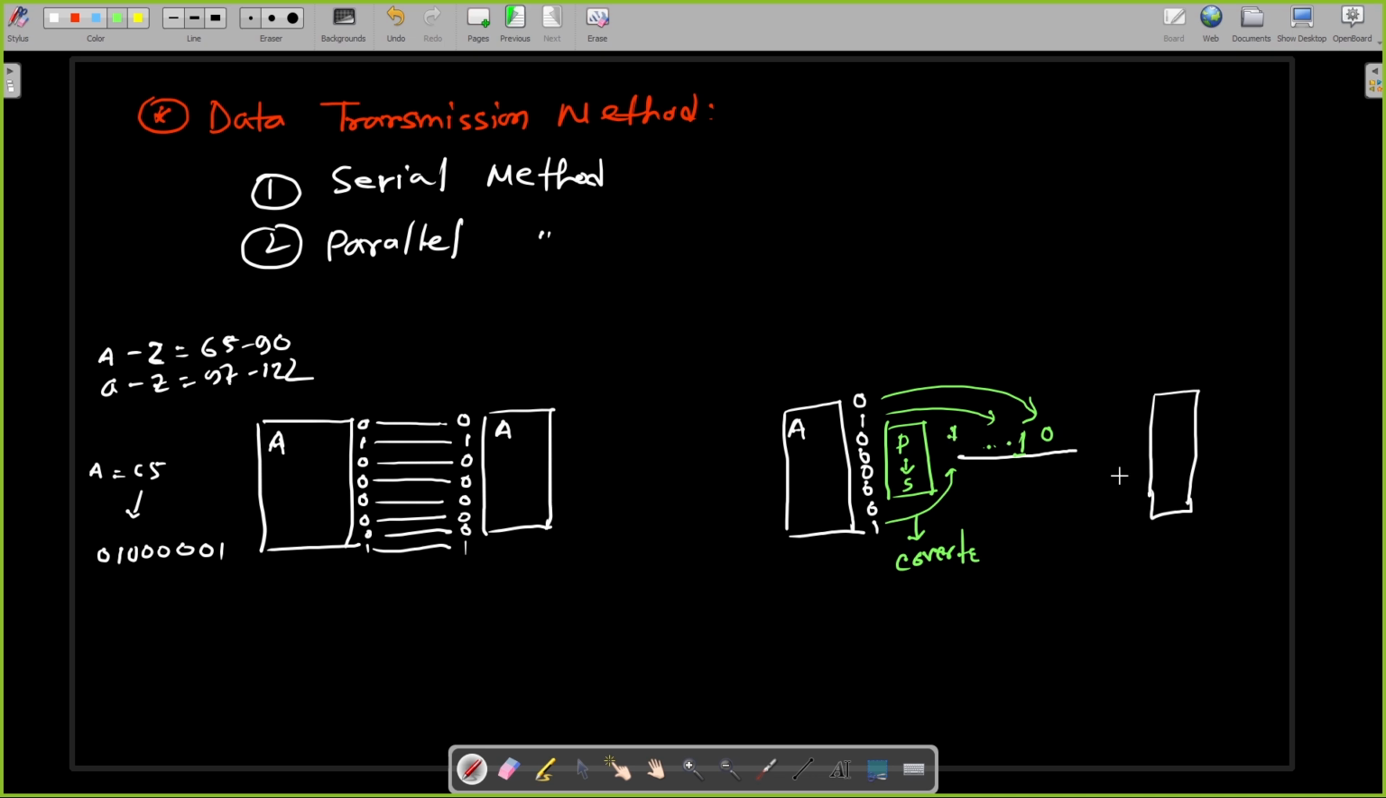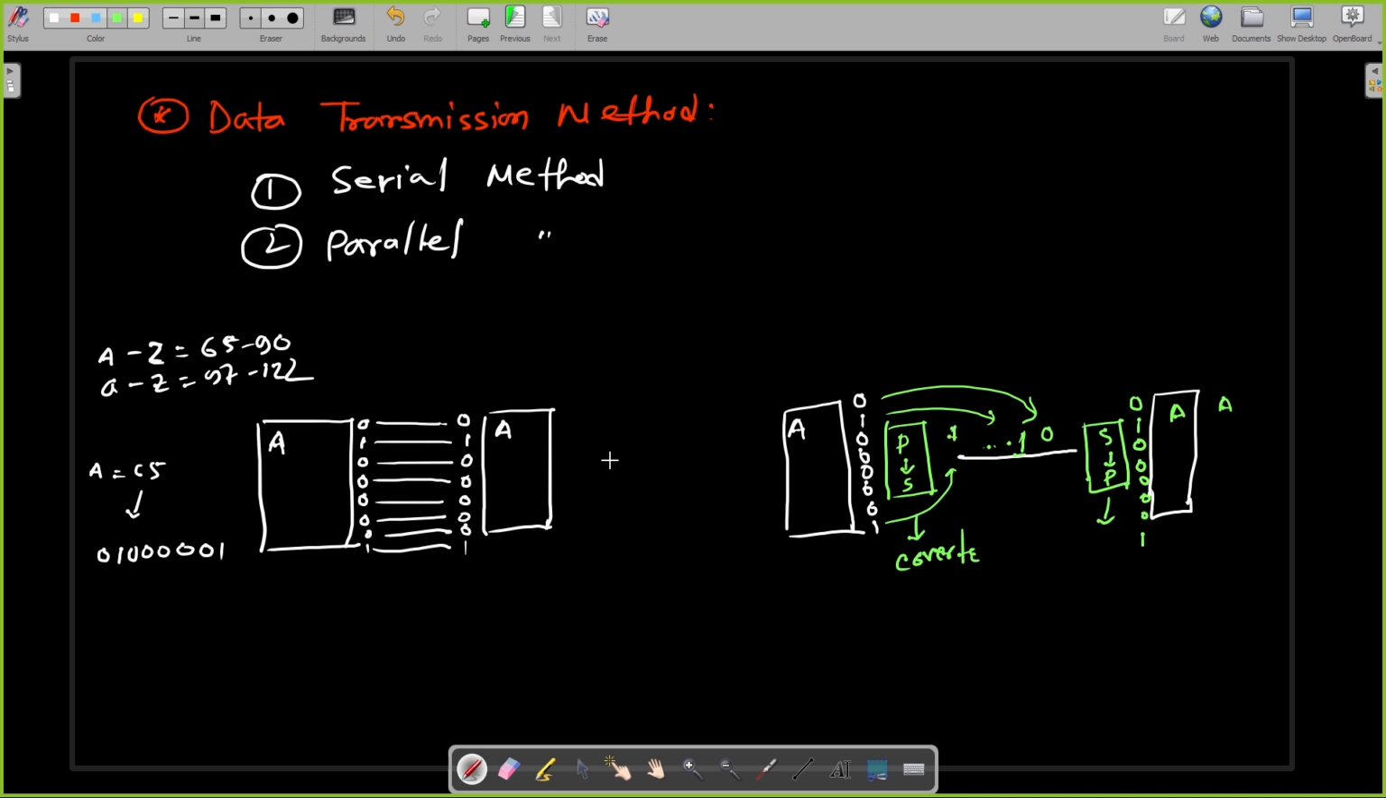So after that, here we have to receive those data. If you have only 3 bits here, like 0 1 0, then this device can't display you this A, right? So you have to receive all the bits for displaying this character. That means here we also need another converter, which receives the serial bits and converts them to parallel bits. After they convert these parallel bits, then they display A.